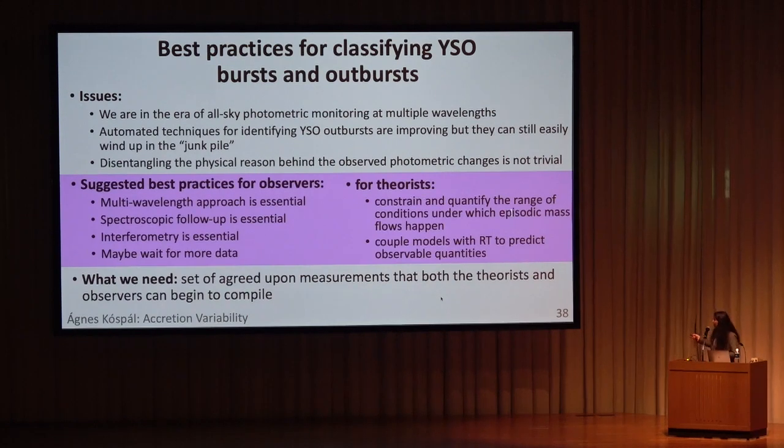For theorists, it is important to constrain and quantify the range of conditions under which episodic accretion happens. And it is important to couple the models with radiative transfer to predict observable quantities. So I think what would be nice is to agree upon a certain set of measurements that both the theorists and the observers can begin to compile, and this will lead to a better understanding. So my time is up, and I'll take questions.